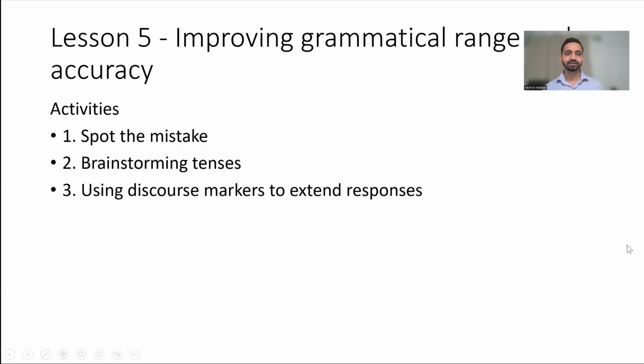All right, in this lecture, we're going to learn how to improve the grammatical range and accuracy. So let's start the lesson. The activities that we're going to look at in this lesson are spotting the mistakes. We're going to learn how to spot mistakes, and we will brainstorm the tenses. And then we are going to look at using discourse markers to expand your responses. Discourse markers are the connecting and linking words that we can use to expand our responses.